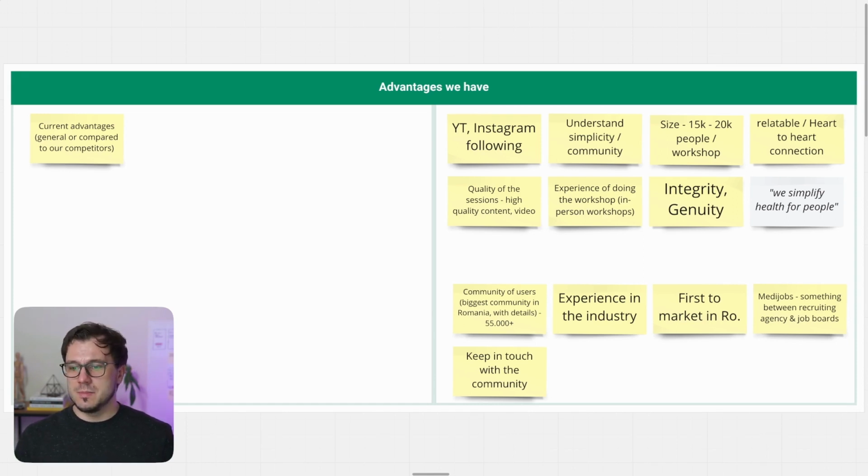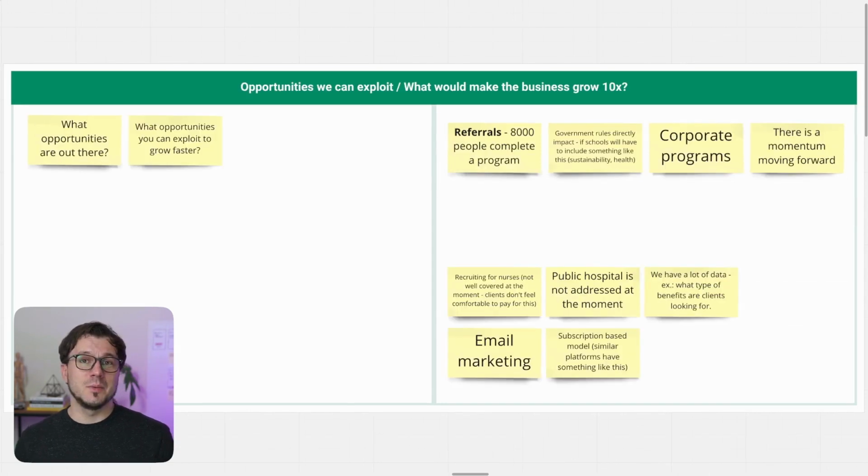In other cases, this might be the experience in different industries, because they were first to market, and because they are really in touch with the whole community and they know what's going on there. Then we want to see opportunities, so things they can exploit to make the business grow faster. There are all kinds of ideas usually that come up around this stage. So you can see referrals, corporate programs in one case, or email marketing, or targeting different kinds of customers, reusing the data in different ways, recruiting for a different kind of job.